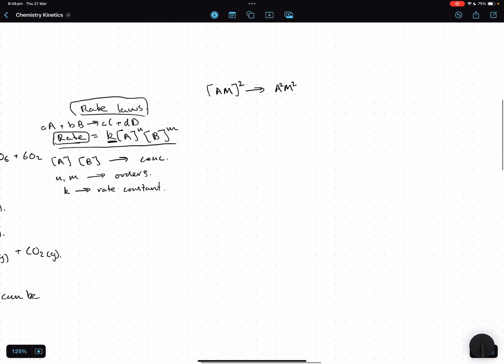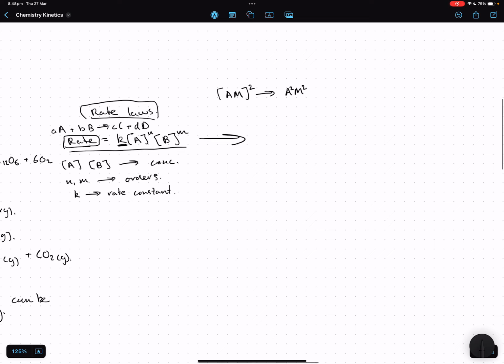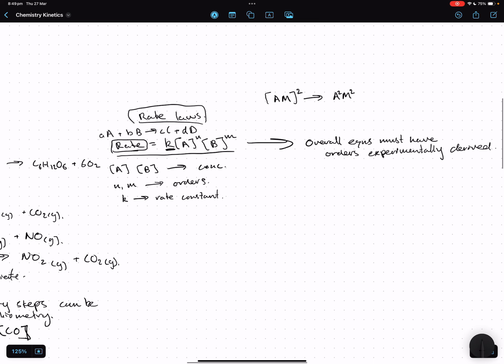So let's do this here. Overall equations must have orders experimentally derived. See? Very nice. That works.